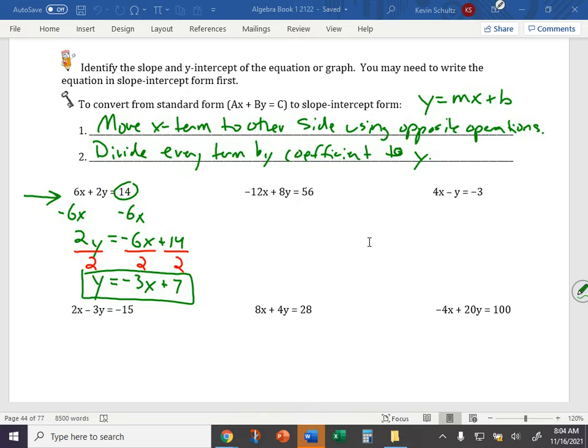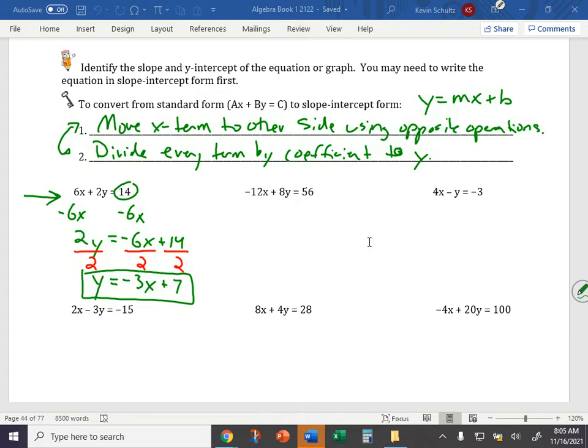Yeah, Roland. Does it matter if you move the 6x before dividing? After you divide? No. So these two steps, and really the same can be said for going to standard form, are interchangeable. If you see that you're going to need to divide by 2, because that's your coefficient of y, you could do that first and then move your x term over. The important thing is you just got to remember to divide every term by the coefficient of y.